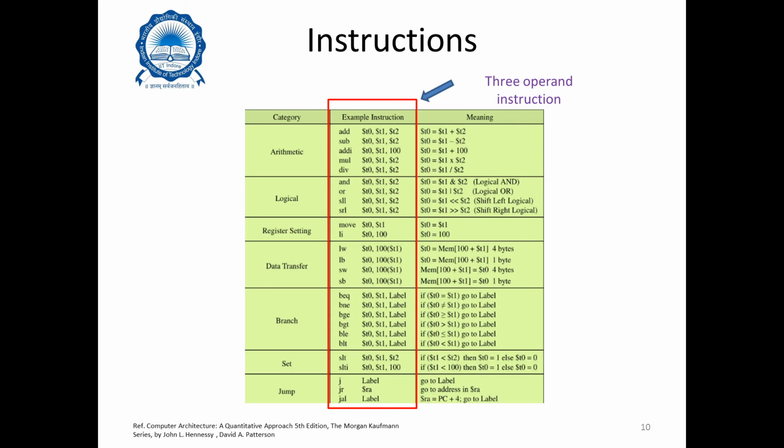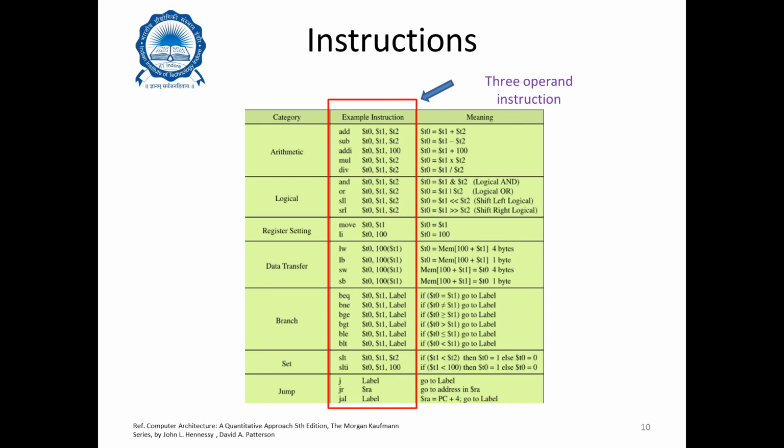And the last type is the jumping category. We have 3 different types: J label, JR $ra, and JAL label. J label stands for go to label, and will directly jump to the label. This is unconditional. We don't have any condition to check, we will always jump to a particular label. JR stands for go to address in $ra. There is an address specified in $ra, where ra stands for return address. So we'll jump to that particular register, that's why it's JR, jump register to $ra.